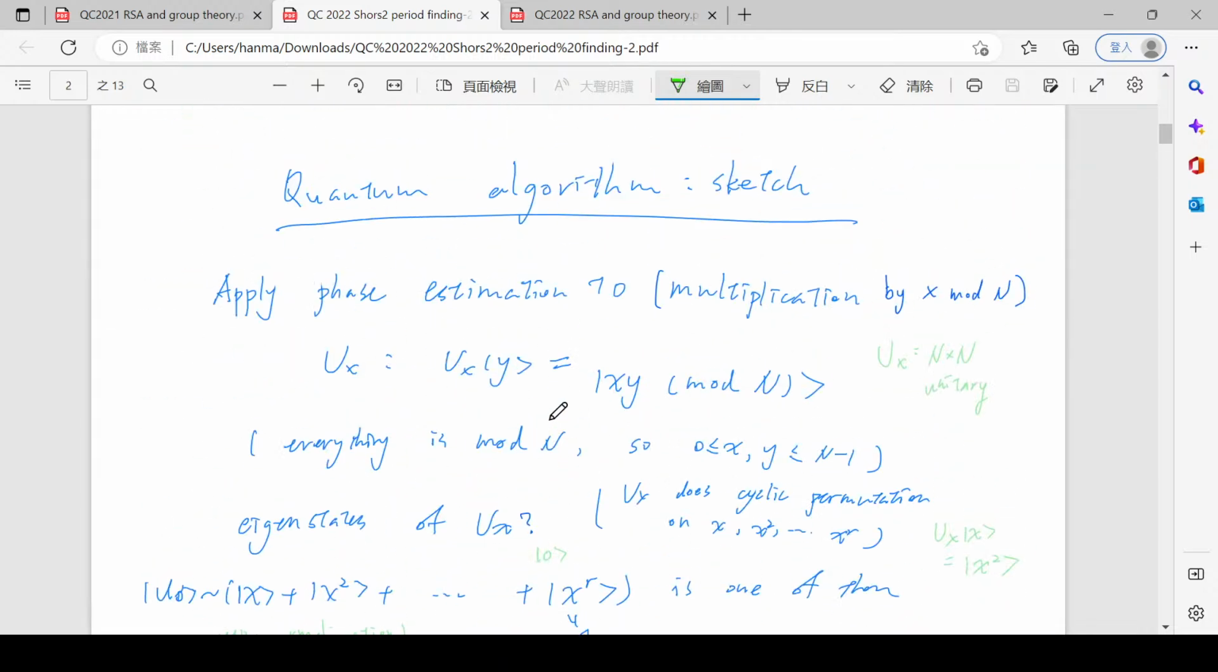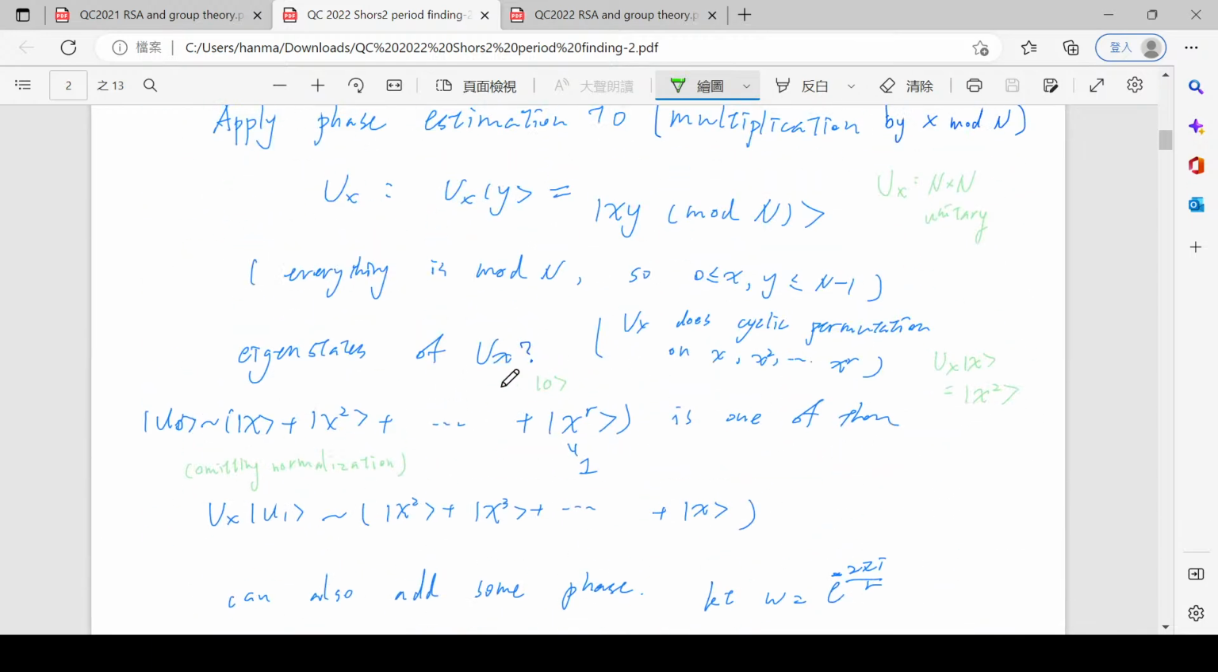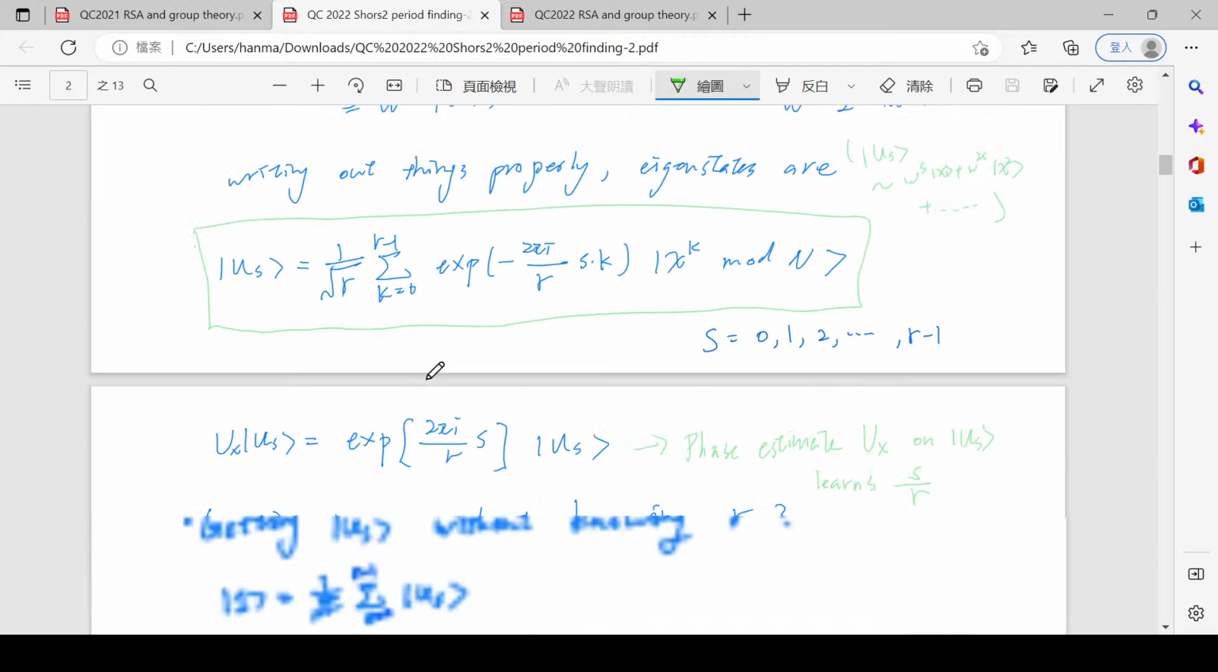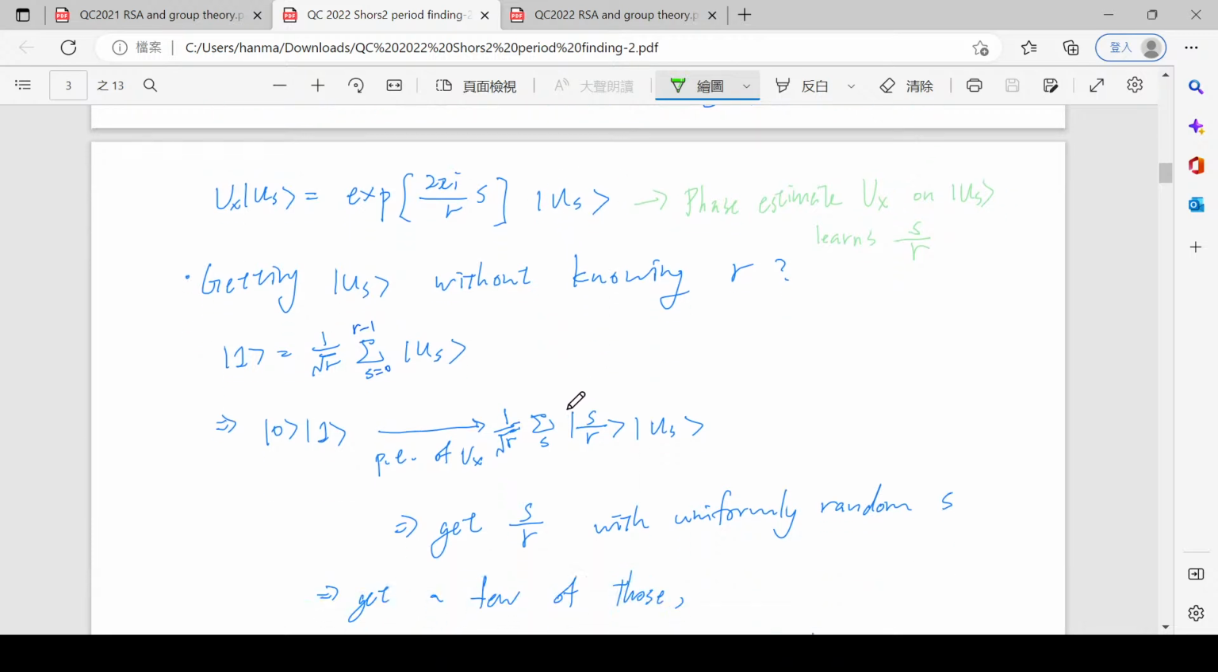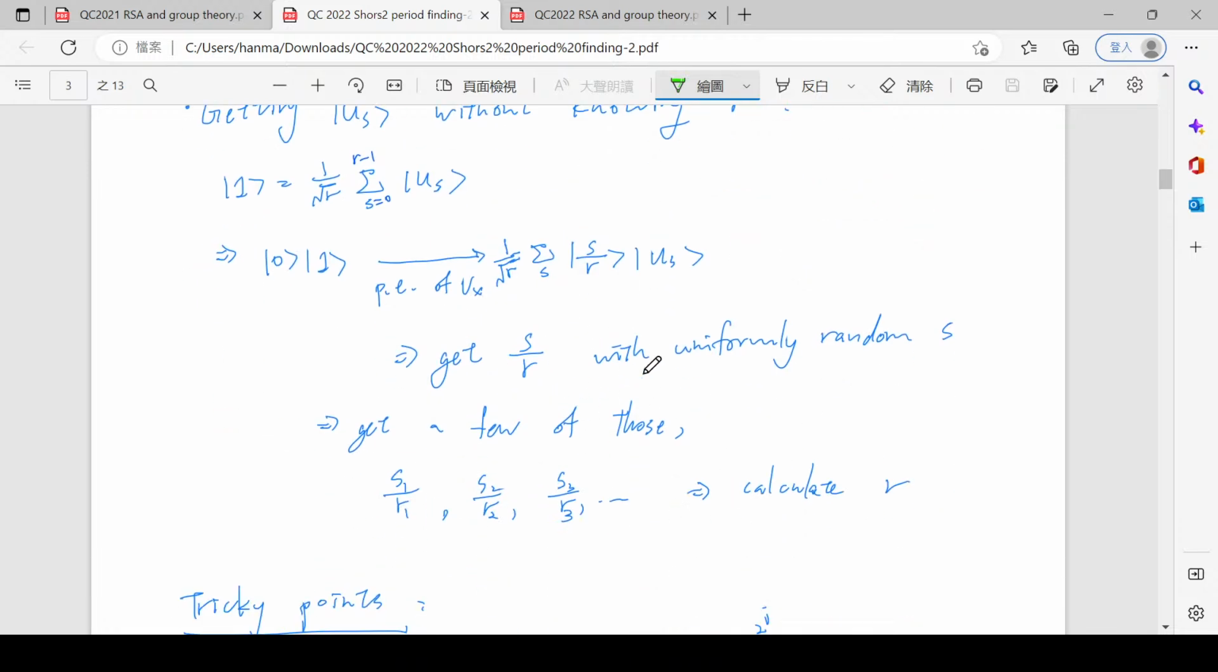So the idea of Shor's period finding algorithm is that you take this unitary, then you do a phase estimation, and you will learn s over r. Another problem is that it's very hard to construct a specific U_s eigenvector, but you find that 1 is actually a uniform superposition of all the eigenvectors. So if you use 1 on the eigenvector register of your phase estimation, then you will get a random s over r. You get a whole bunch of random s over r, and you will learn r eventually.